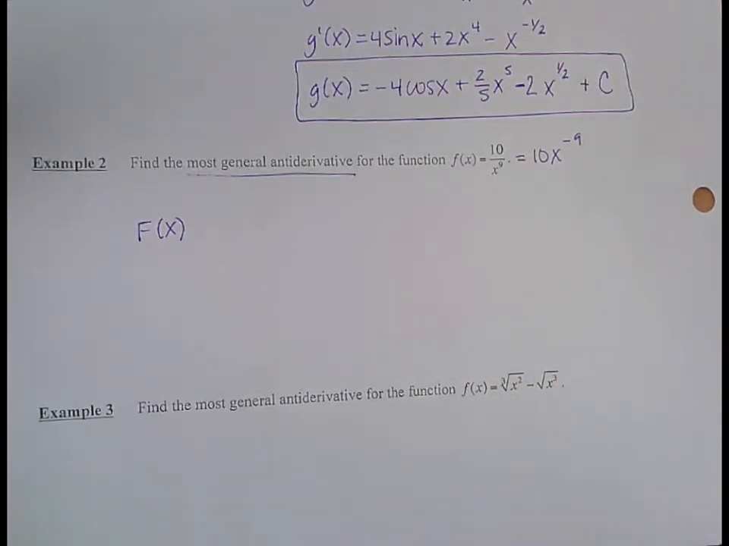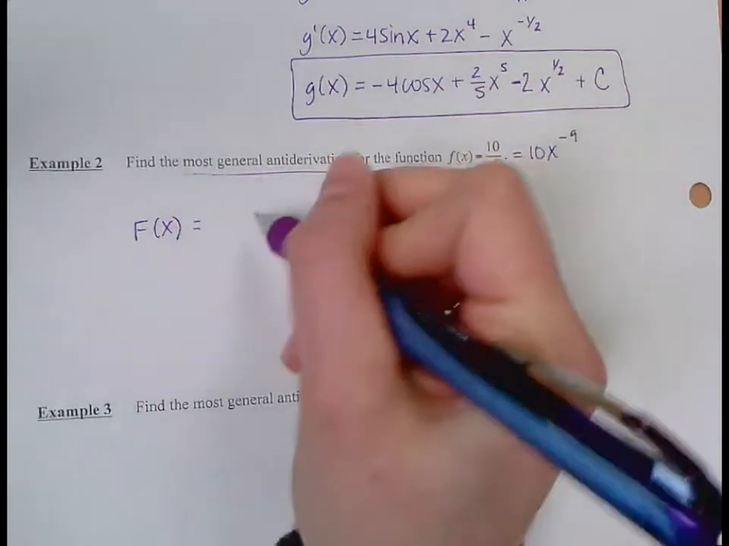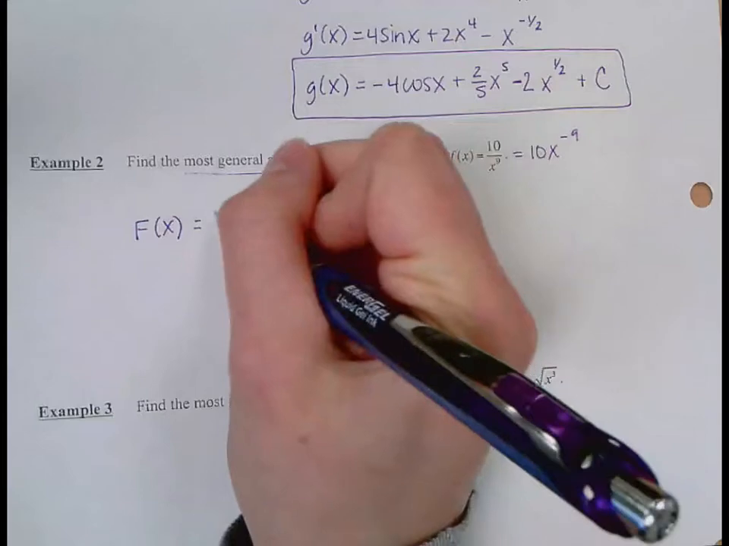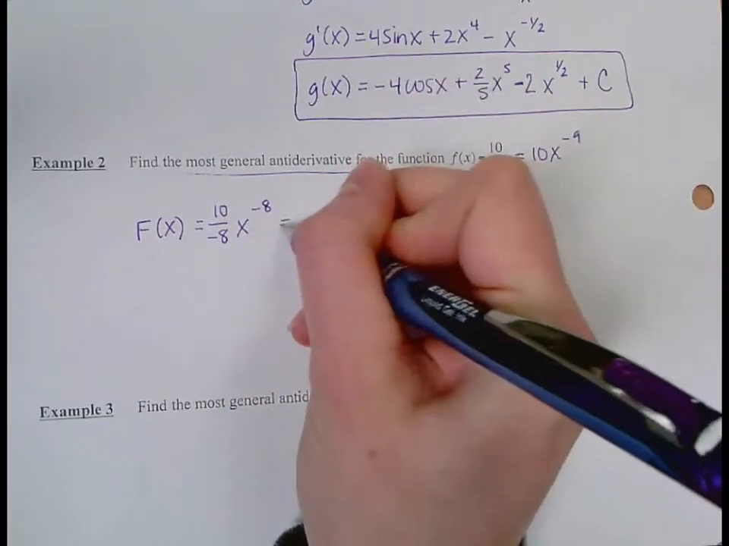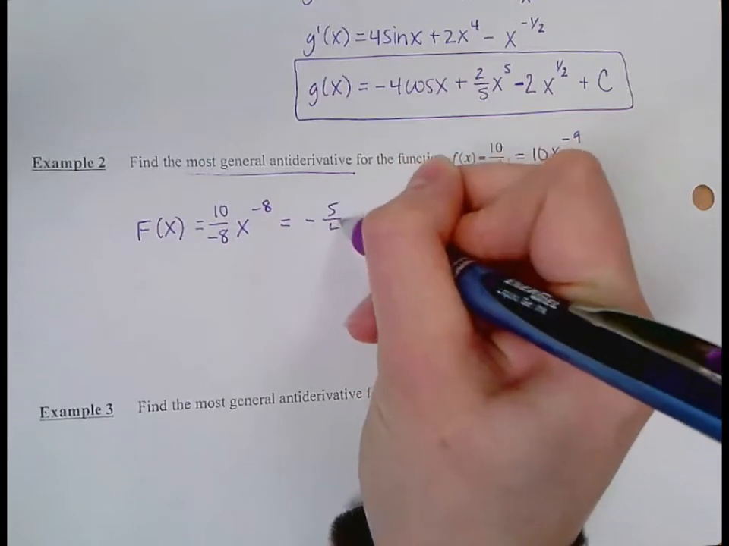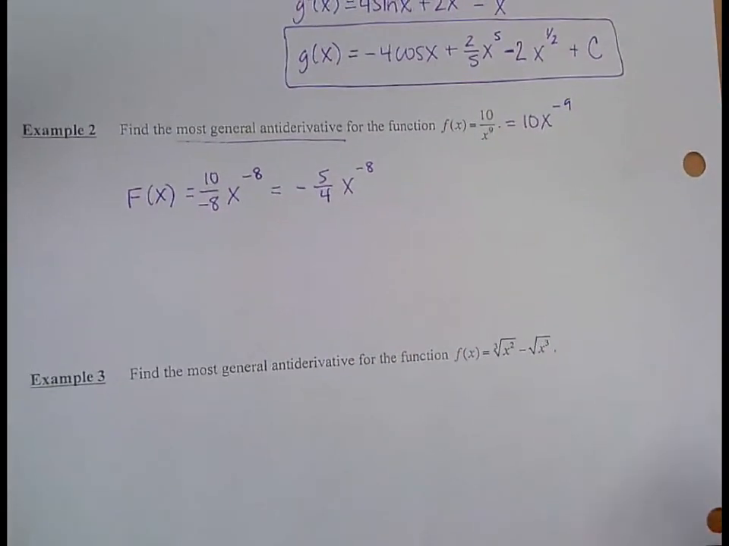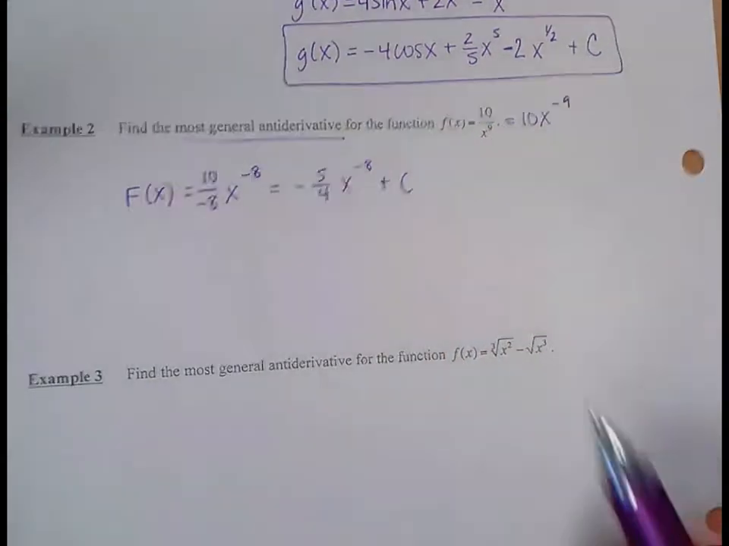Antiderivative would be what? So yeah, adding 1 to the exponent is x to the -8th. So then it would be 10 over -8, which then this could be simplified. So -5/4 x to the -8. And then you would have to include a plus c for the constant.